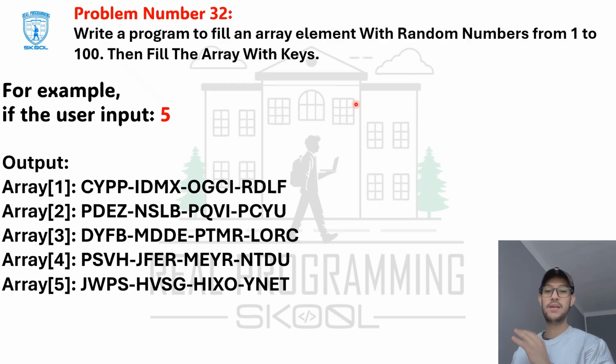Basically, we copy all that functions in that lesson, I think lesson number 20. And we just add one function for this problem to apply the requirement of this problem, okay? For example, if the user inputs 5, the output should be array 1, and we give it its key. We fill the array 1 with the key, random keys, right?